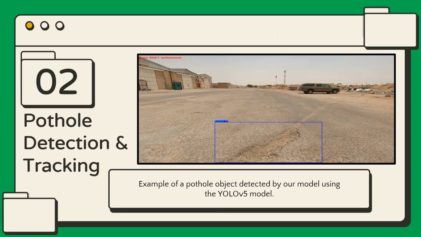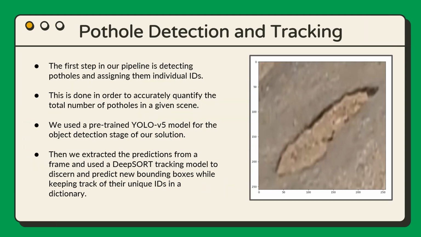So this is an example of a pothole object that was detected by our model, and our model was trained on our augmented dataset. So on the right, we can see an example of an output image from the first stage of pothole detection. The pothole was tracked using DeepSORT to rank the quality of each frame. And then we passed the highest quality frame to the edge detection stage so we can create a mask of the pothole.